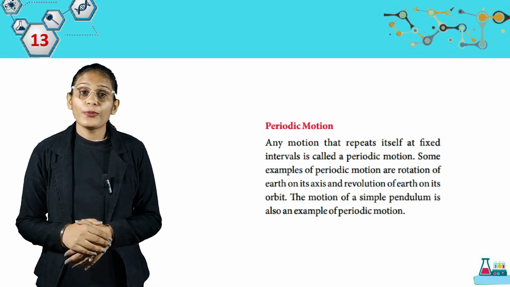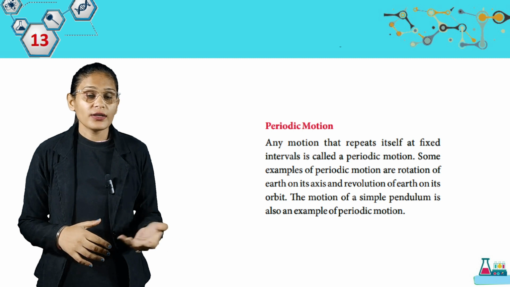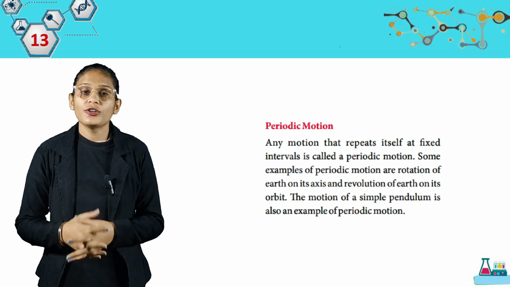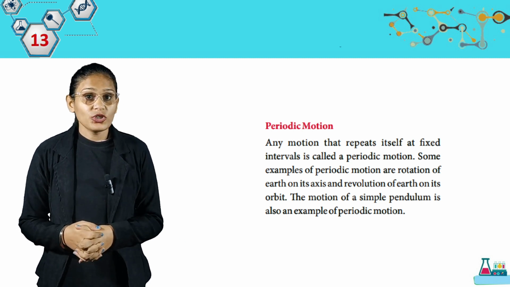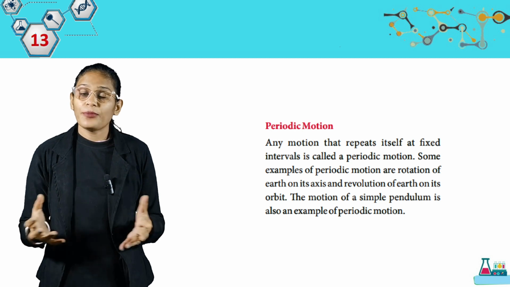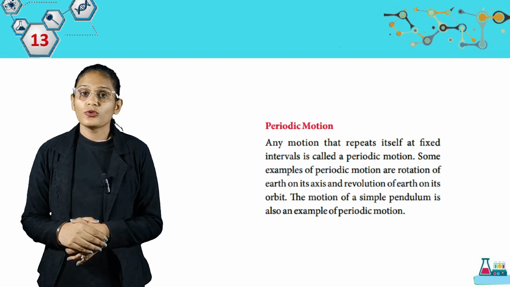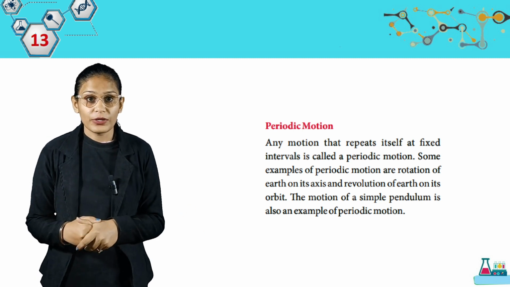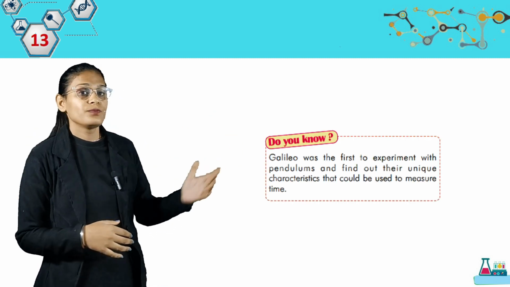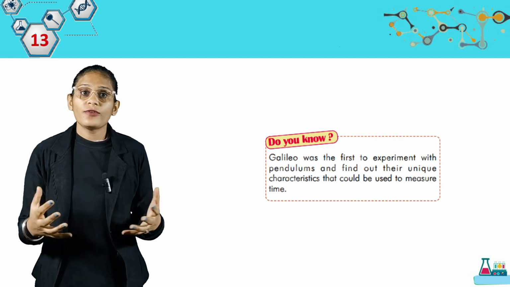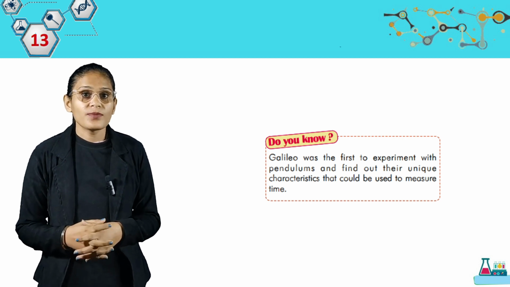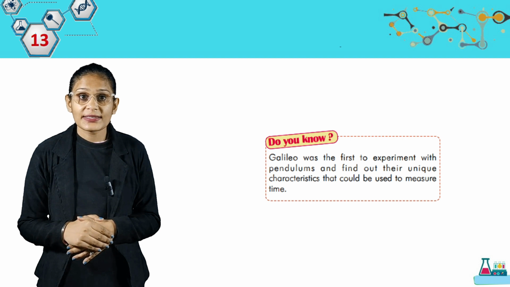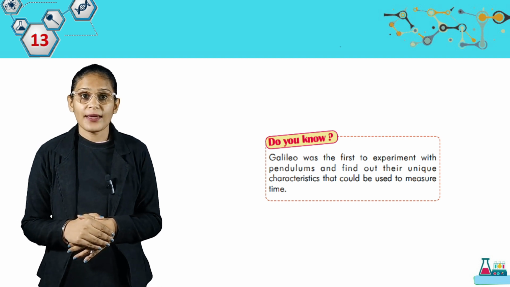Some examples of periodic motion are rotation of Earth on its axis and revolution of Earth on its orbit. The motion of simple pendulum is also an example of periodic motion. So students, what is periodic motion? When a motion repeats after a regular interval of time. Now, do you know? Galileo was the first to experiment with pendulums and find out their unique characteristic that could be used to measure time.